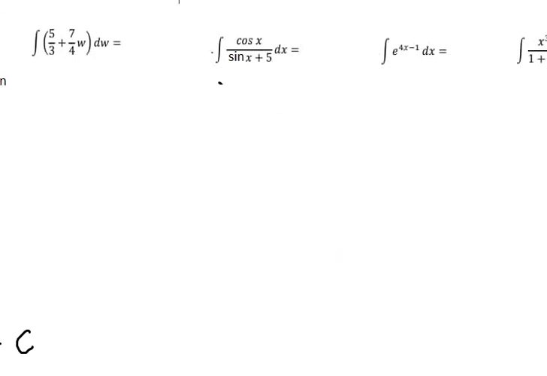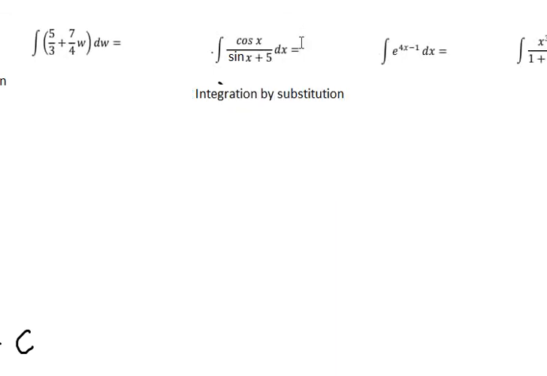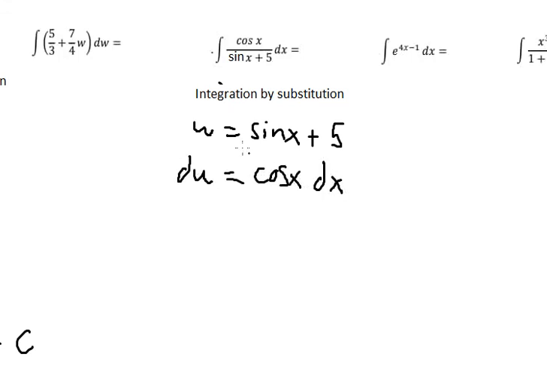Now, for the next one, we need to use integration by substitution. So I will put u equal to sin x plus 5. Now if I take the first derivative of both sides, you get cosine x dx, because the first derivative of sin x is cosine x. This one we change to u. Cosine x dx we change to du.